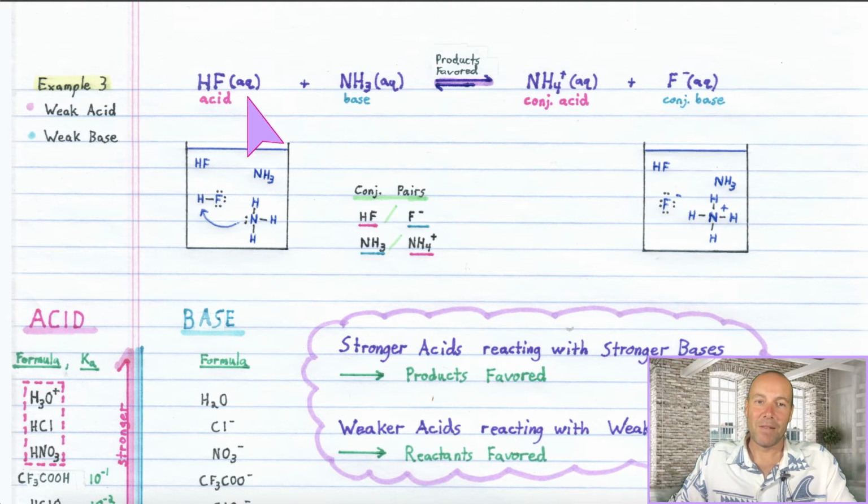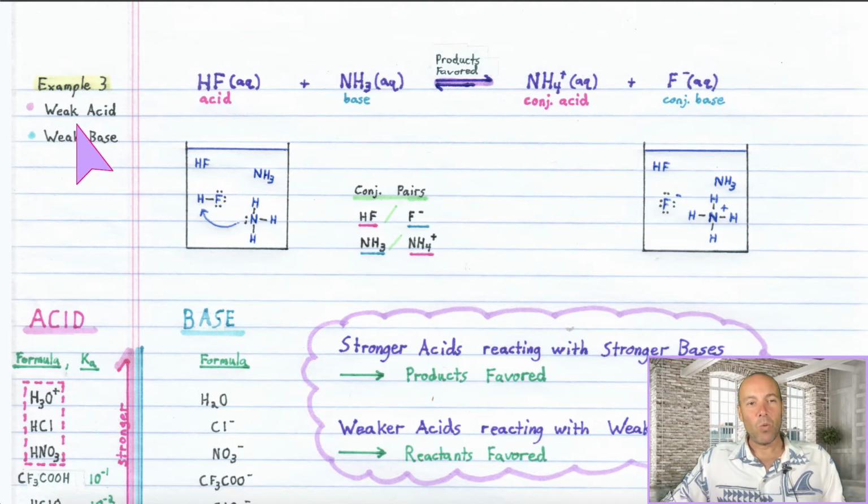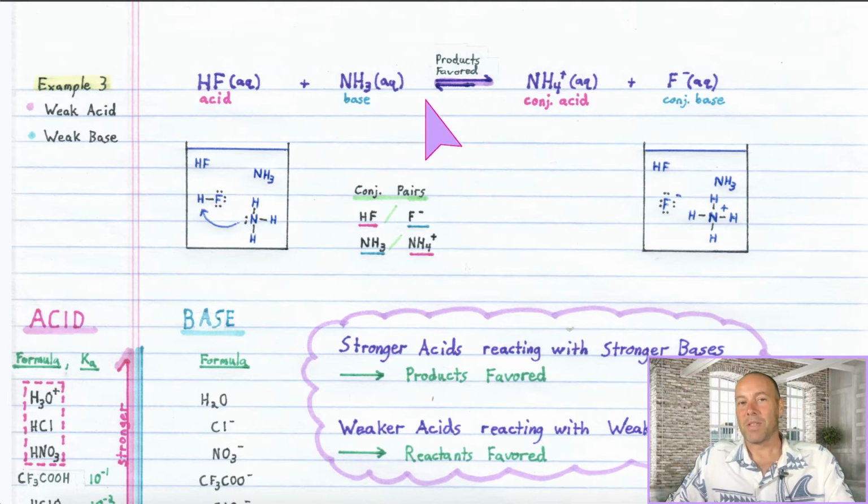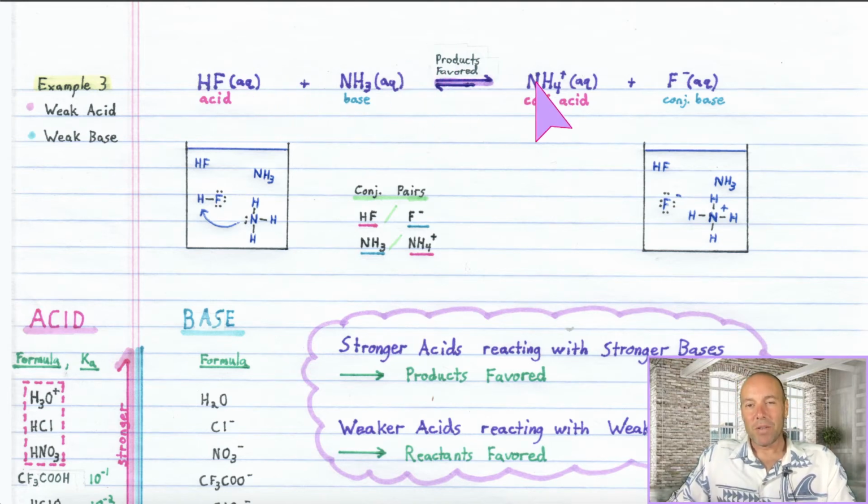So again, you have two pairs in every acid-base reaction. Now, these are both weak this time, and even less reaction occurs. So I've drawn a longer backwards arrow for the equilibrium arrow this time. But I would still say that the products are favored.